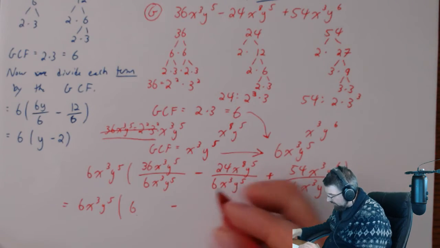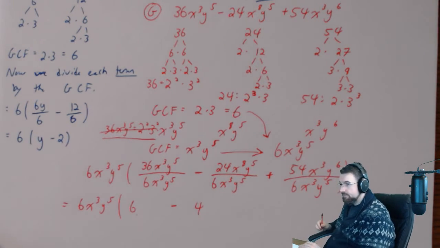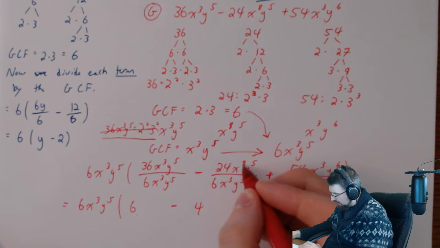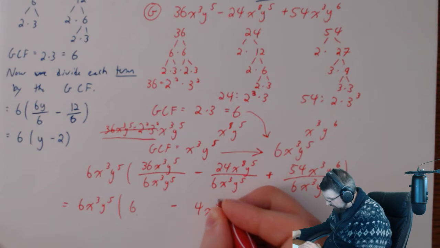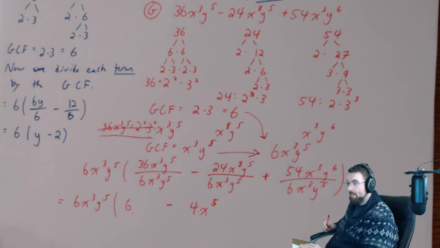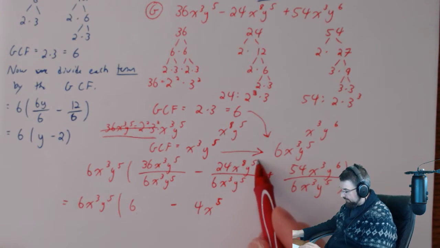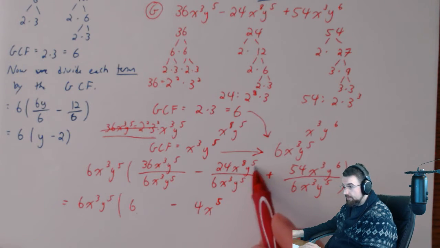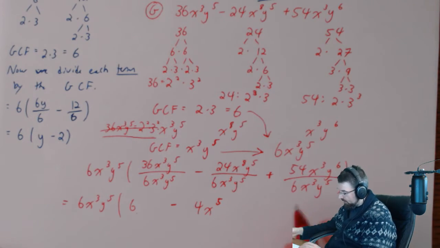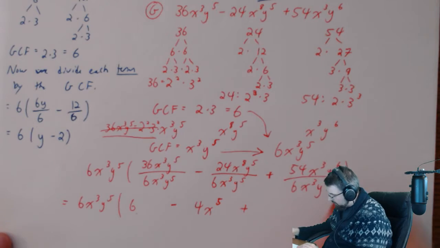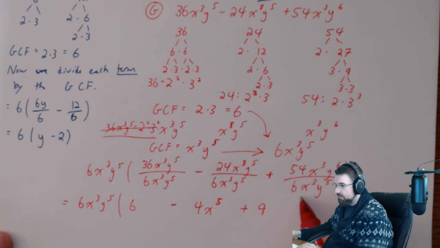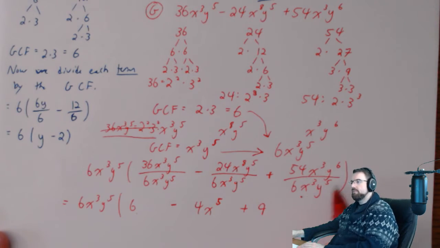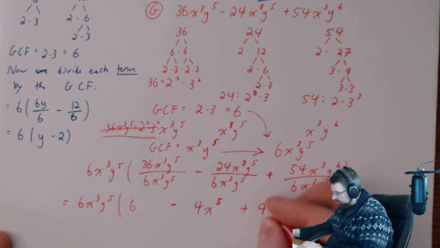24 divided by 6 is 4. X to the 8 divided by x cubed, we're going to be left with 5 x's on top. Y to the 5 divided by y to the 5 is 1, because any number divided by itself is 1, so those go away. So then the next step, 54 divided by 6 is going to be 9. X cubed divided by x cubed, again, is 1. Y to the 6 divided by y to the 5 is going to be just a y.